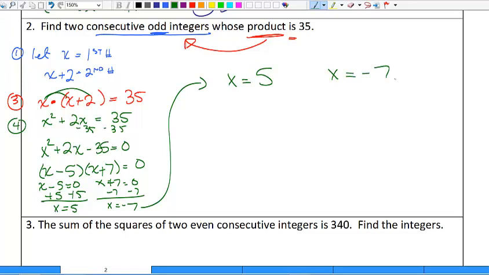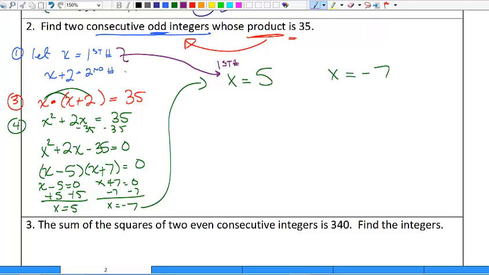Okay, positive 5 and negative 7. Are those consecutive odd integers? Well, no, they're not. They're way far away from each other on the number line. So these are not consecutive integers. But that's okay because I didn't solve for consecutive integers. I solved for x. And who is x? Well, just the first number.